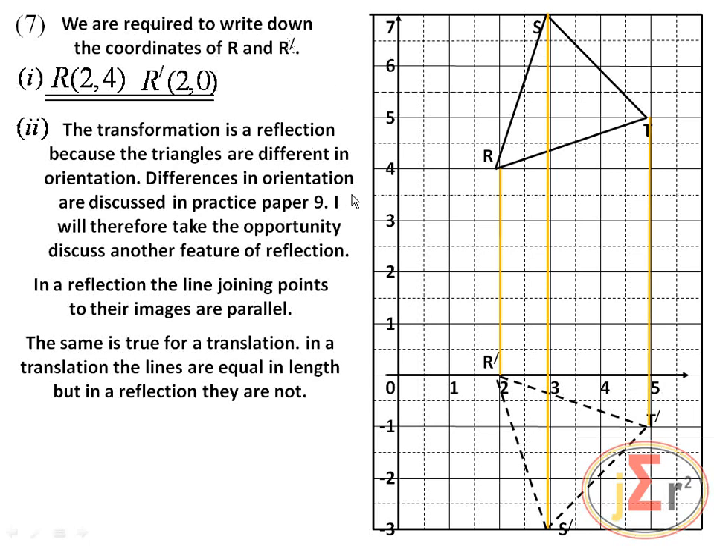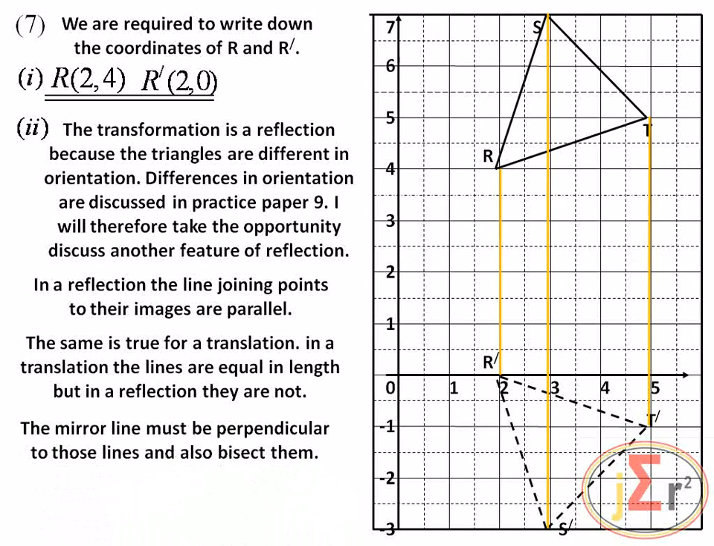So in a translation, the lines that go from points to their images are also parallel, but they are all equal in length. In reflection, they are not necessarily all equal in length, as we have them right here. So we are sure that this one is a reflection. This is a feature of reflection: the lines joining points to their images are parallel, and they may be of different length.